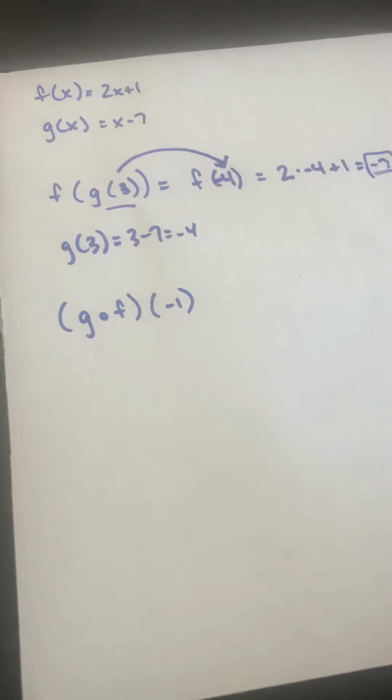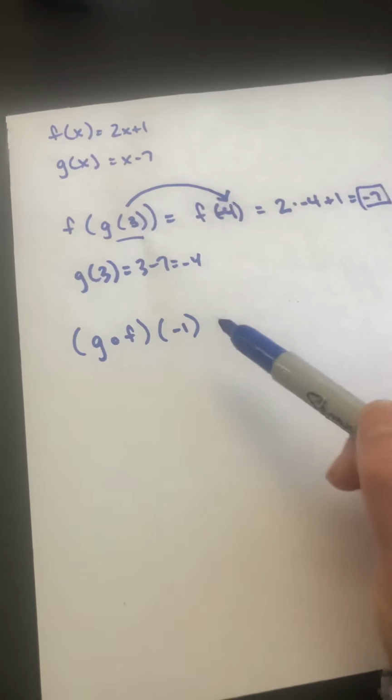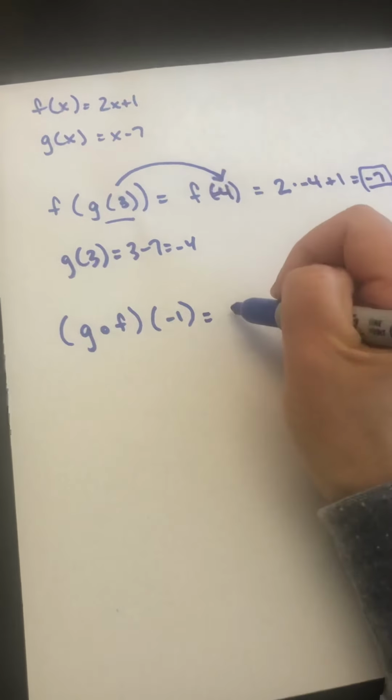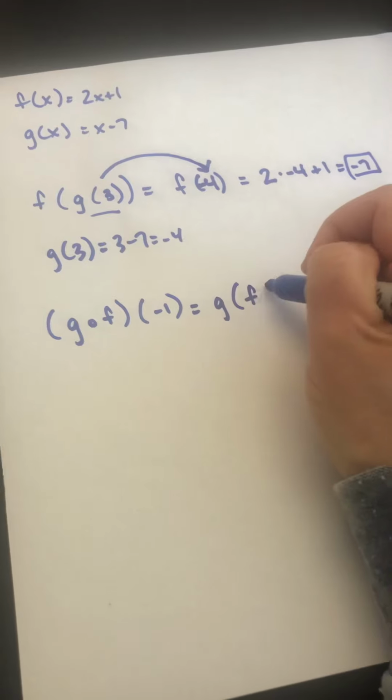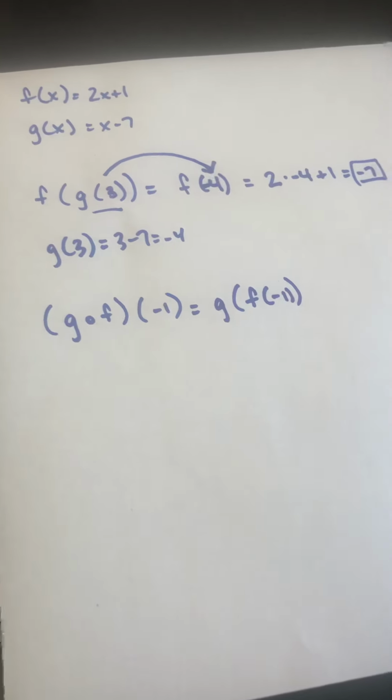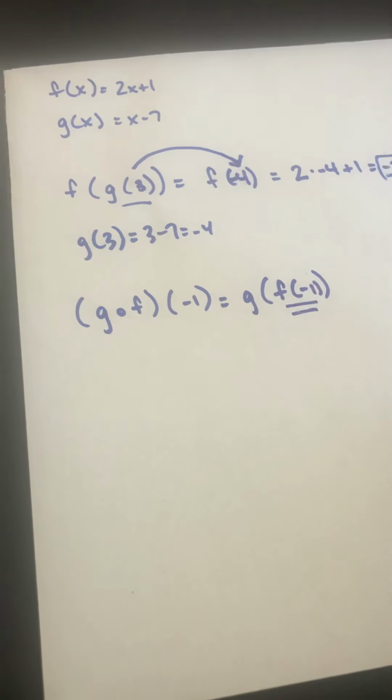And then now looking at our next example, we have g of f of negative 1. Me personally, I don't love that little circle thing. So I would say g of f of negative 1 and rewrite it that way. They're the same thing, they're interchangeable. So again, find the value for f of negative 1.